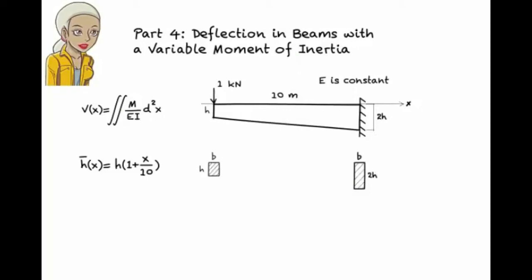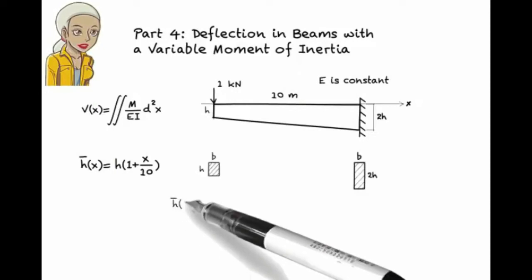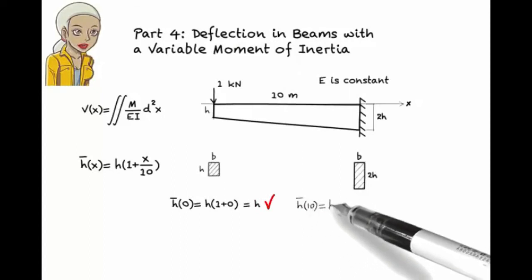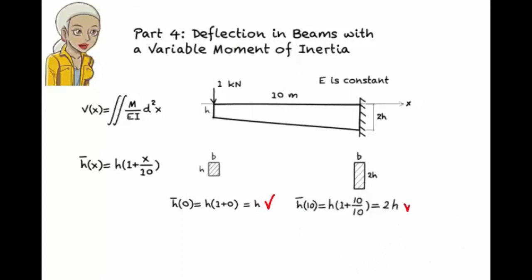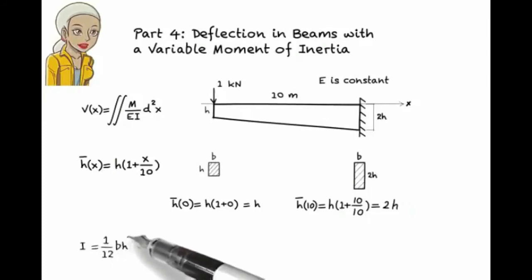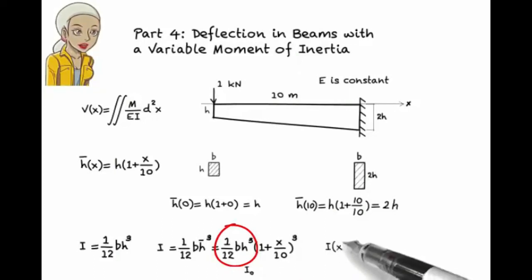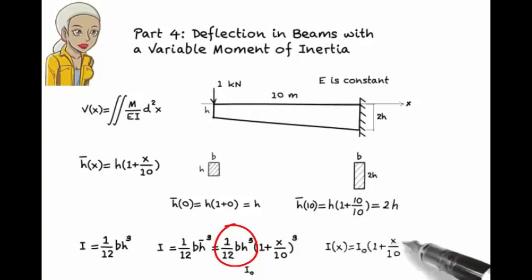Let's see if the function indeed generates the correct values. So if we substitute 0 for x, we should get h. Check. If we substitute 10 for x, we should get 2h. Check. For a rectangular section, moment of inertia about the axis of bending is 1 over 12 b h cubed. So for this beam, we get I equals 1 over 12 b h cubed times (1 plus x over 10) cubed. Let's refer to 1 over 12 b h cubed as I naught. Then I can write I(x) equals I naught times (1 plus x over 10) cubed.